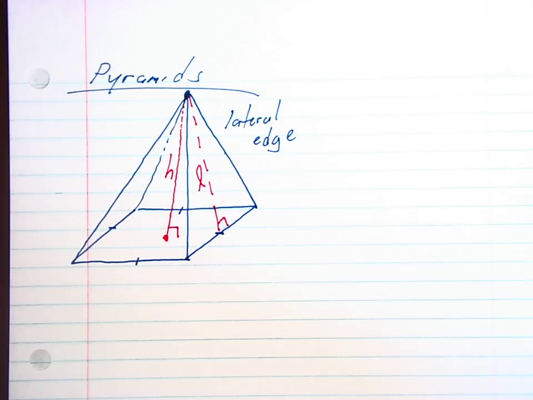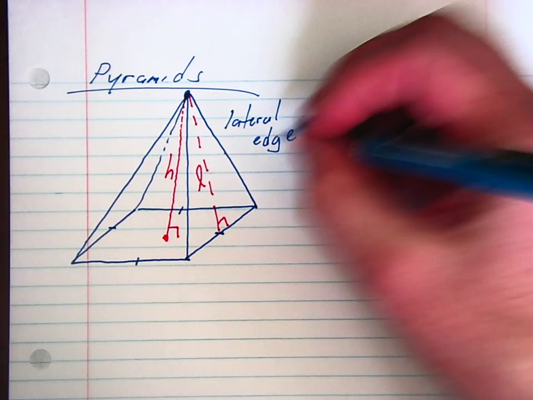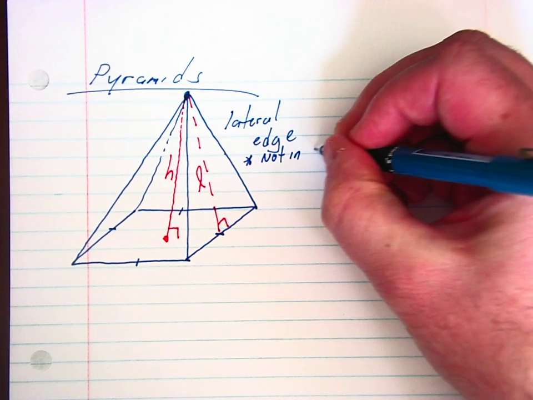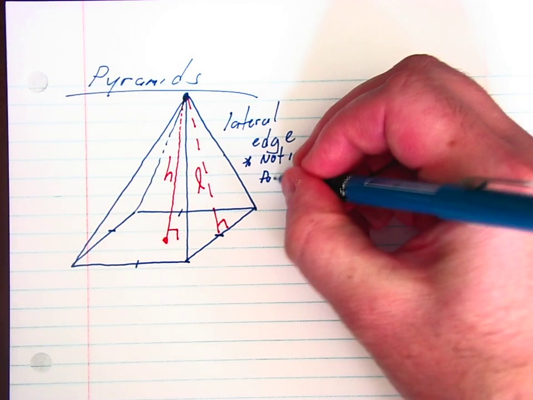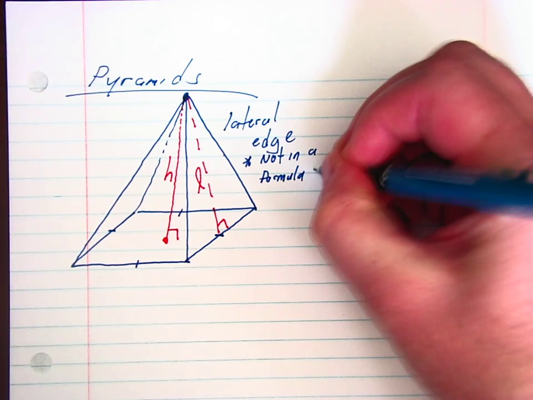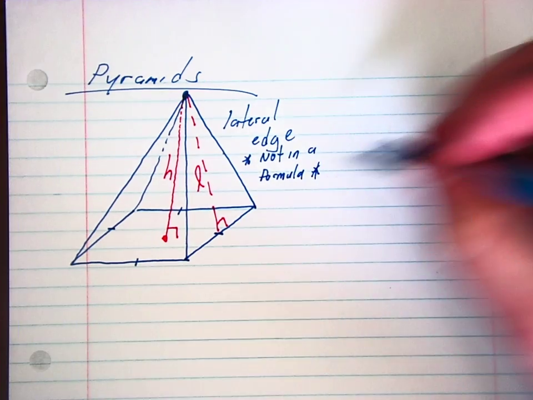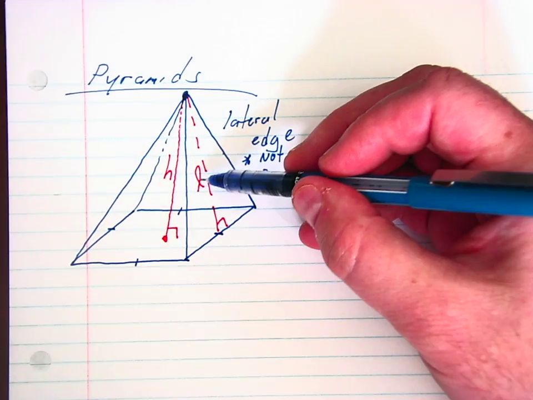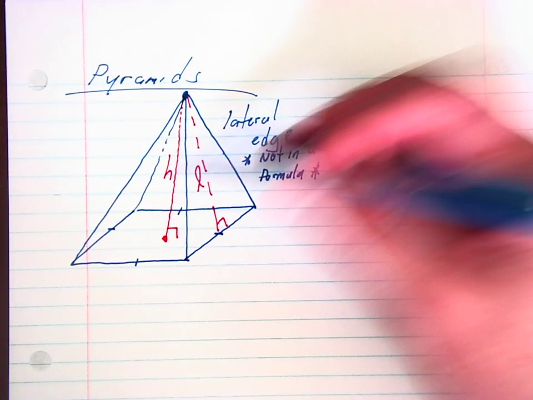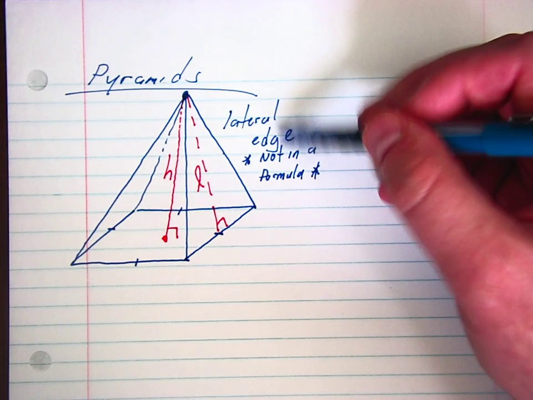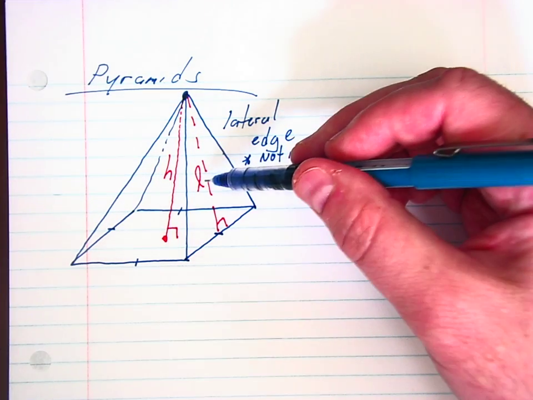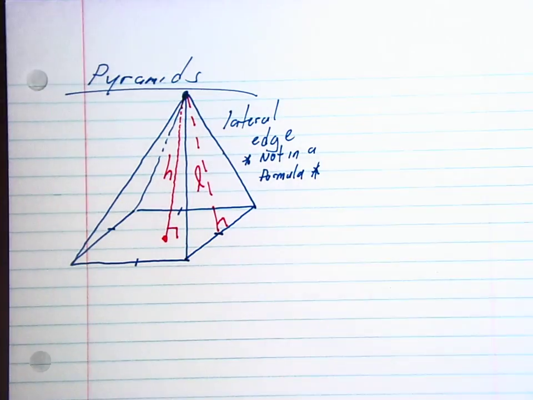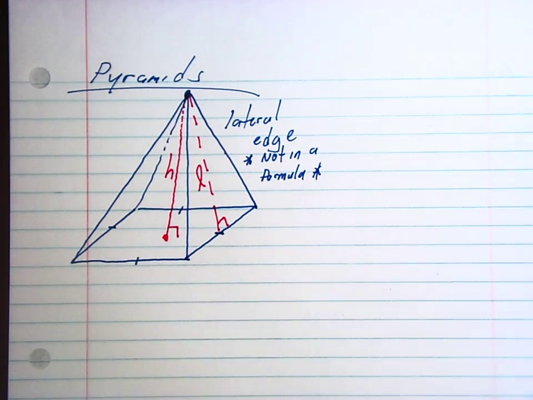The lateral edge, very important what I'm about to write. Not in a formula. Which means if I give you the lateral edge, you better never put that in a formula. L is in formulas, H is in formulas, but lateral edge is not. You're going to use it to get L, and then you'll be better off. Okay, so let me give you guys the formulas, and then we'll start looking at a couple examples.